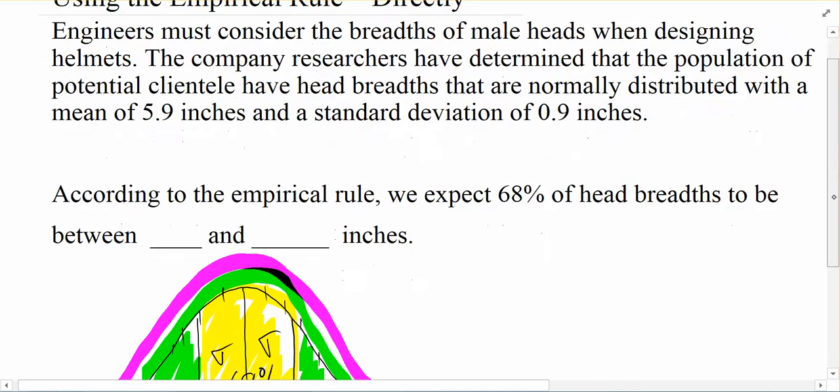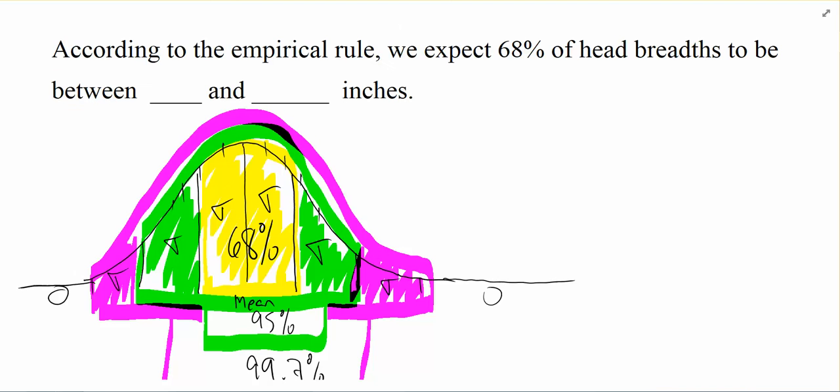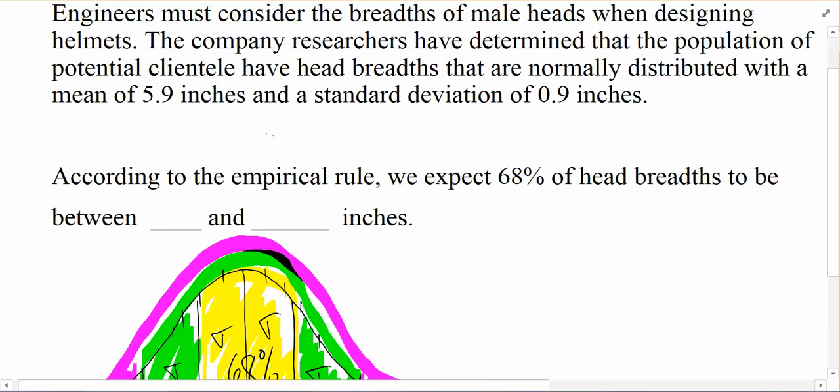If we think about what that means in terms of the empirical rule, 68% would be our yellow region, which is to say we can go one standard deviation below the mean and one standard deviation above the mean. So if 5.9 is the mean, then to look at below, I would take 5.9 and subtract one standard deviation, and that would give me 5. And if I wanted to go 1 standard deviation above, then I take 5.9 and add 0.9.